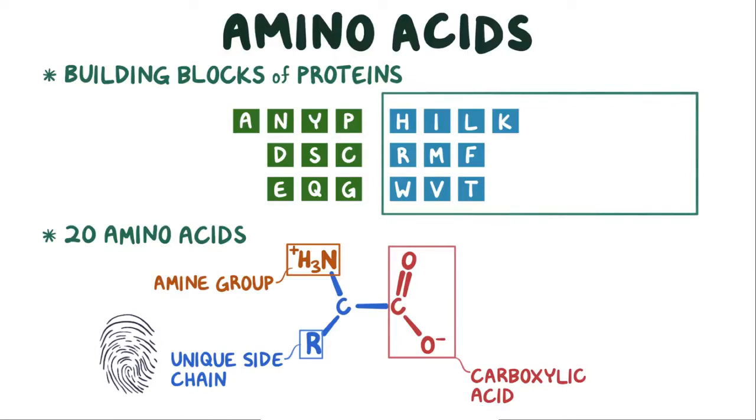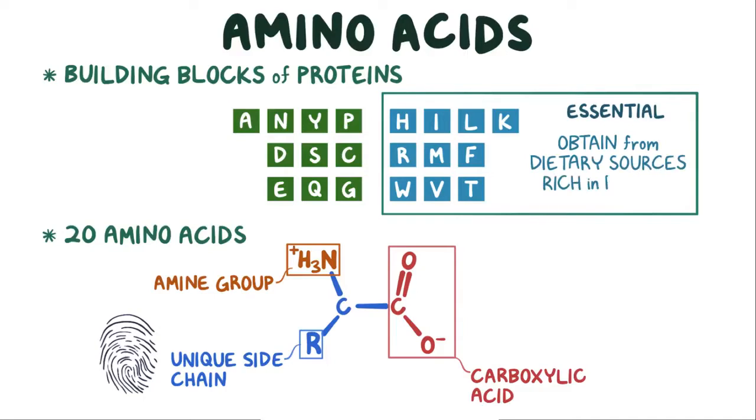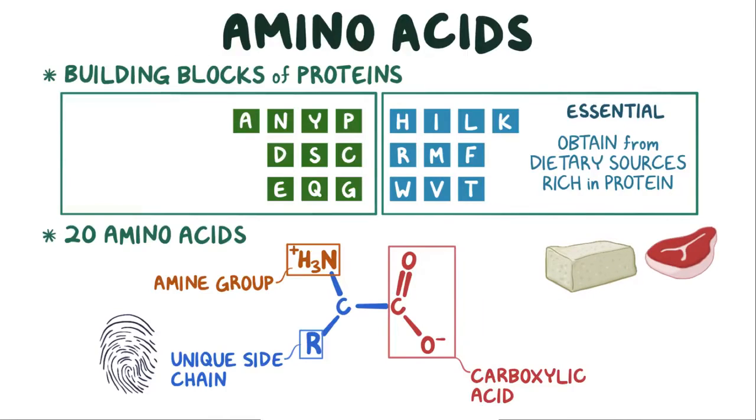10 of the 20 amino acids are essential, meaning that you obtain them from dietary sources rich in protein, like meats or tofu. The other 10 amino acids are non-essential, which means that they can be made in our body, so you don't have to get them from your diet.